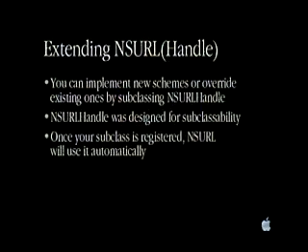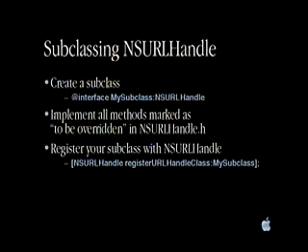So how do I do that? Well, what you do is you simply subclass NSURL handle. Once you have written the subclass, you register that subclass with NSURL, and once it's registered, NSURL will automatically pick it up, and as it's messaged for its data, it will start using your subclass. So, start by creating a subclass, implement all the methods inside of nsurlhandle.h that are marked to be overridden, and then call NSURLHandle registerURLHandleClass to register your subclass.